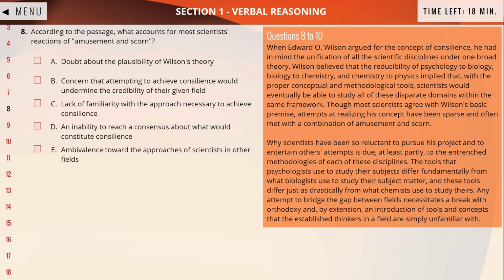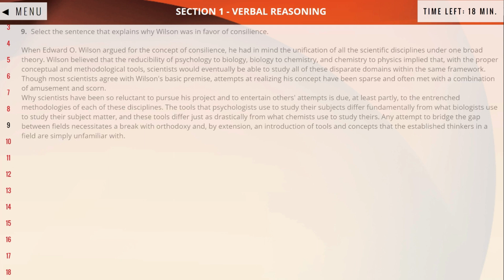Okay, I wonder why they're amused and scornful. Doubt about the plausibility. No one really doubted his theory. Concern that attempting to achieve consilience would undermine the credibility. We didn't talk about credibility. Lack of familiarity with the approach necessary to achieve consilience. That's what they talked about, being unfamiliar. Quickly check the others. Inability, no. Ambivalence, no. Pretty straightforward, that one.